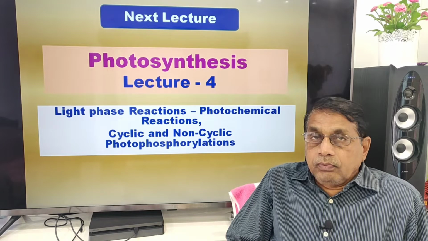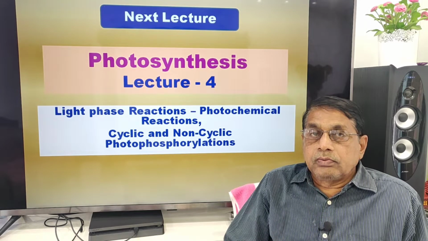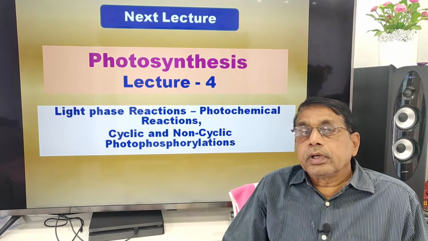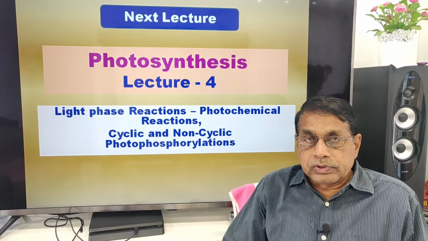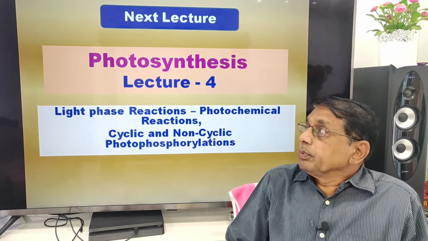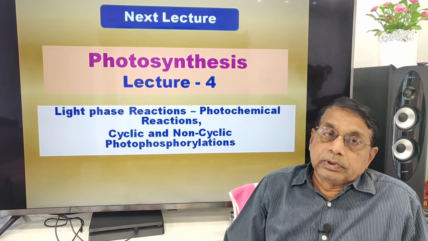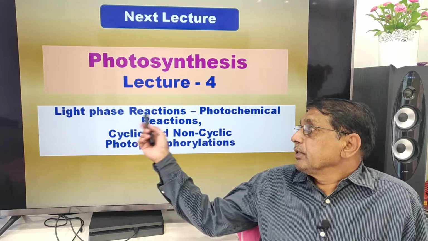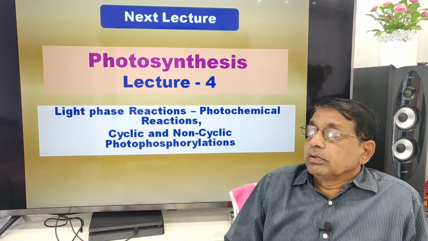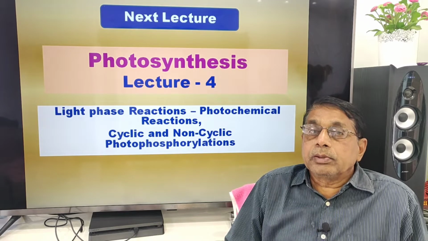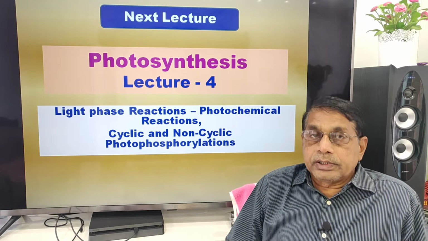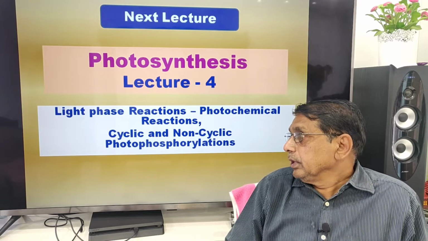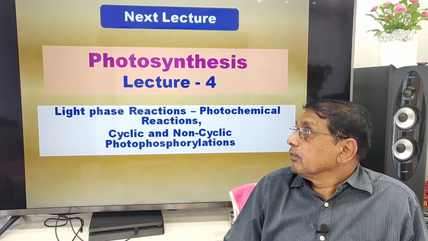Now, with the background knowledge of chloroplasts, pigments, chlorophyll molecules, and what type of light is required for photosynthesis, we are in a position to understand the first phase of the photosynthetic reactions, that is light phase reactions, also known as photochemical reactions. Chemical reactions initiated by light. They are cyclic and non-cyclic photophosphorylations.